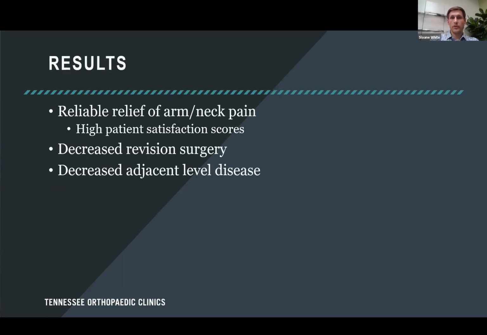As mentioned before, for appropriate candidates, this is a very good procedure. It has reliable relief of arm and even neck pain, and has very high satisfaction scores, even above a fusion, which already has great satisfaction scores. The other benefit, as we mentioned before, is the decreased need for revision surgery and adjacent level disease because of the maintained motion.